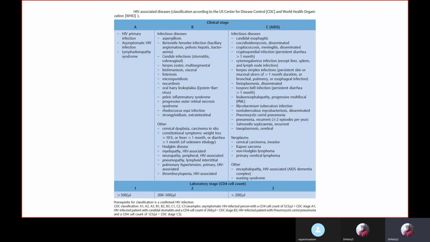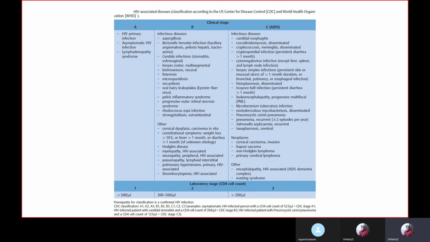Clinical staging is category A, category B, and category C. Usually category C goes in line with the laboratory stage 3, and category C has all the AIDS complex symptoms. So as I have already mentioned, A usually has primary infection, asymptomatic, acute retroviral syndrome. B usually has all the bacterial infections, mainly aspergillosis, and fungal infection, you have mild fungal infection like candida. So of all the fungal infections, the simple fungal infection is a candidal infection.